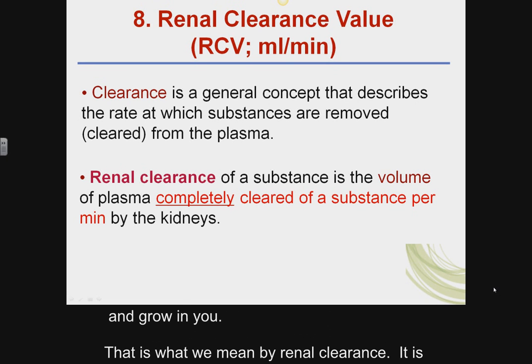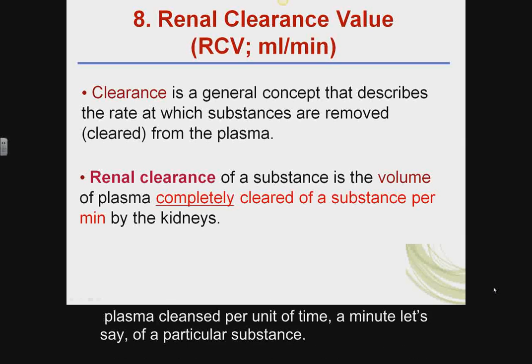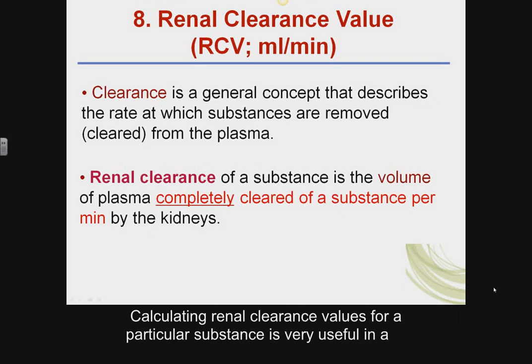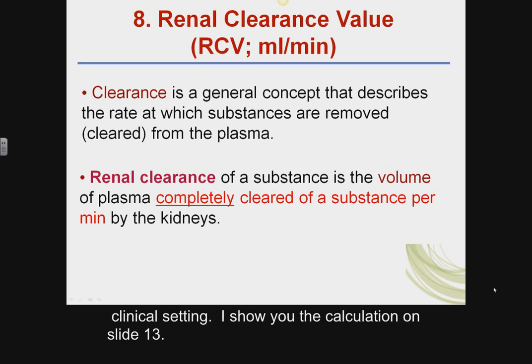That is basically what we mean by renal clearance. It is the amount of plasma cleansed per unit of time, a minute, let's say, of a particular substance. In this case, it could be the antibiotic. Calculating renal clearance values for a particular substance is very useful in a clinical setting. I will show you the calculation on slide 13.